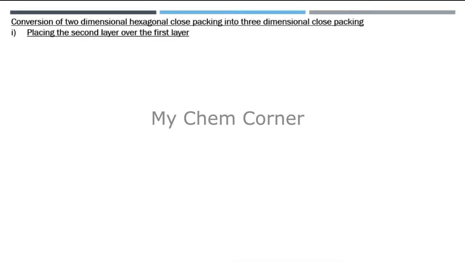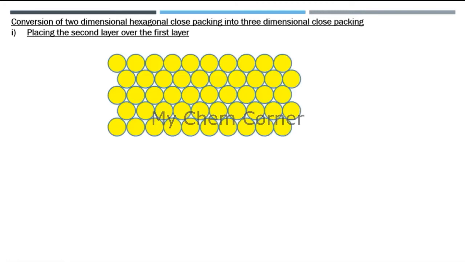So in this, the first thing is you're going to place a second layer over the first layer of a hexagonal close packing. Now hexagonal close packing from a two-dimension is the AB-AB type of arrangement, the second arrangement that we saw. Now when we take that and place the layers one above the other, there are ways in which I can arrange them. So let's see the first type. So this is the AB-AB type of arrangement.